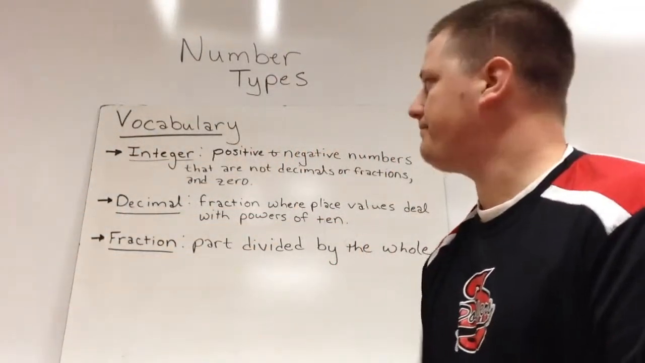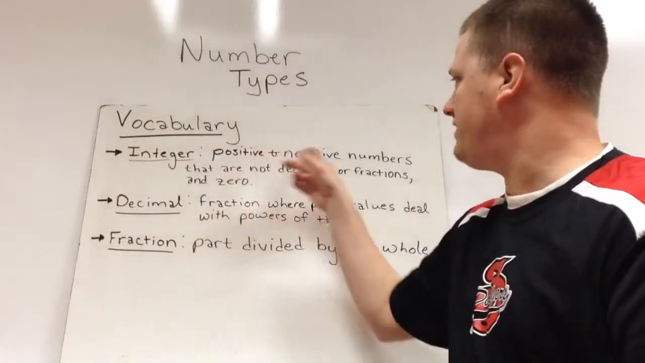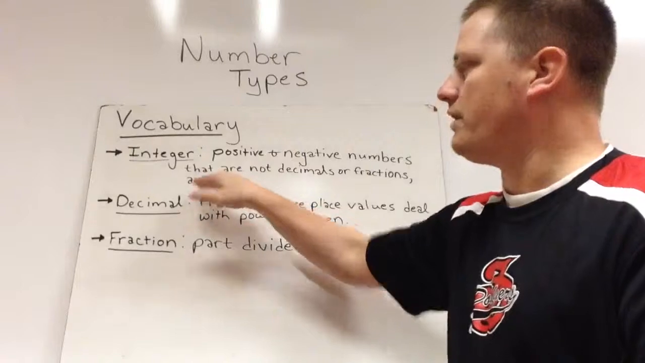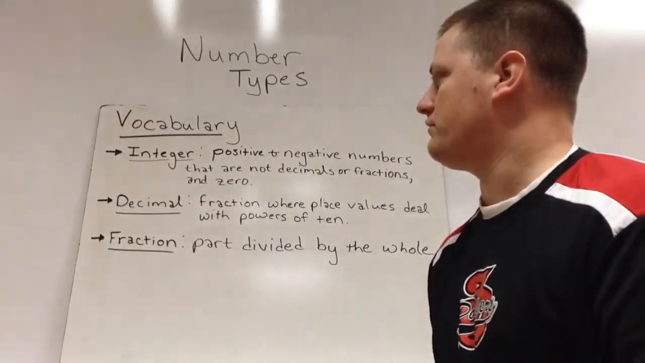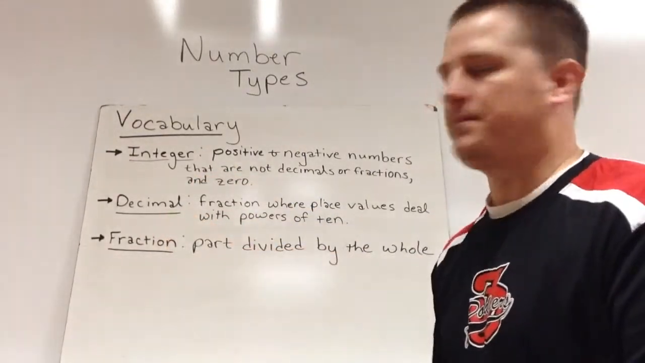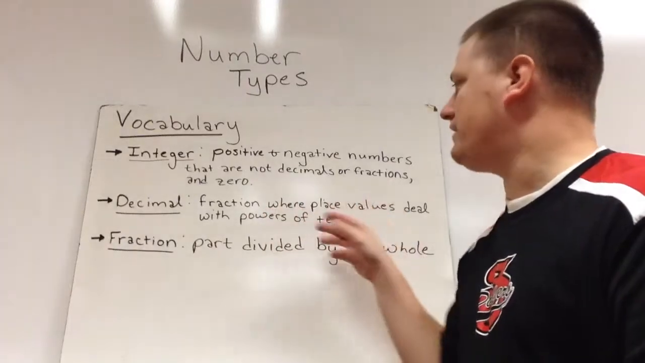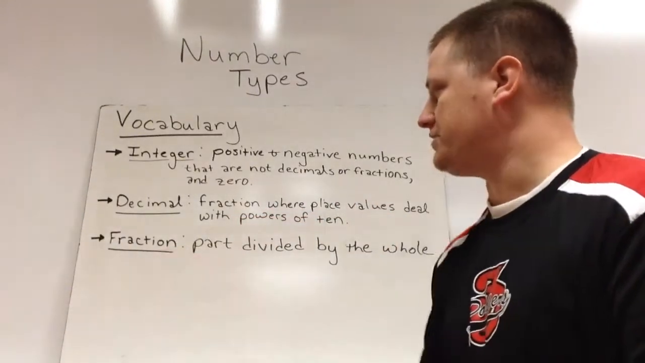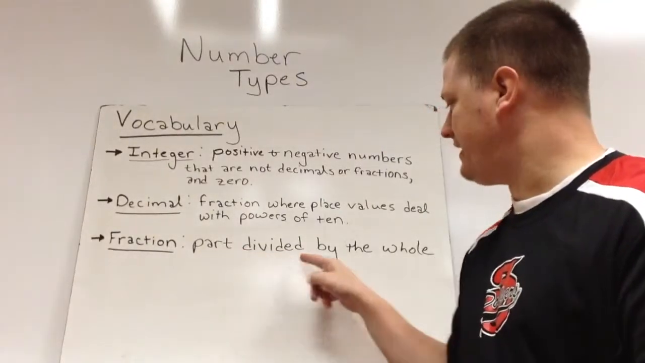Our vocabulary is: an integer, positive and negative numbers that are not decimals or fractions. We also include 0 with the integers. Decimal, where place values deal with powers of 10. And a fraction, a part divided by the whole.